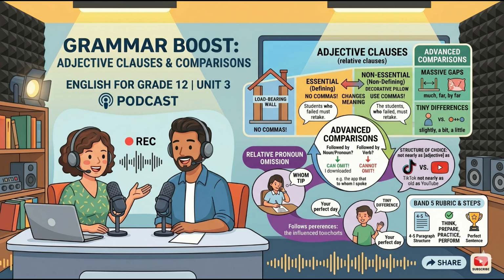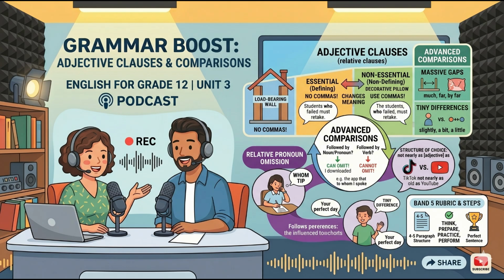And what's fascinating here is those commas literally alter reality in your writing. Wait, alter reality? How? Yeah, consider this sentence. The students, who failed the test, must retake it. With commas, it means every single student failed and they all have to retake it. Oh, wow. Okay. You take the commas out: the students who failed the test must retake it. Suddenly, only a specific subset failed. So it completely shifts the fundamental meaning. That is a massive difference.